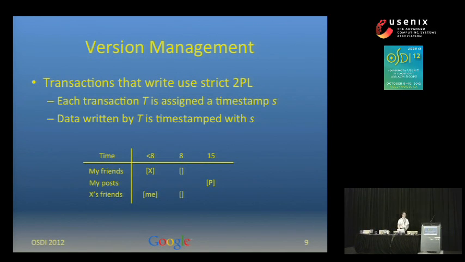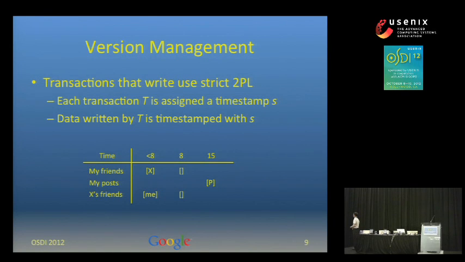Well, first, let me talk to you about version management, because I mentioned briefly at the beginning of the talk that this is a multi-version database. And what we do is use strict two-phase locking to guarantee serializability of the writes in the database. As part of strict two-phase locking, we assign a timestamp to every transaction, such that the data that the transaction writes is timestamped with the timestamp of the transaction.